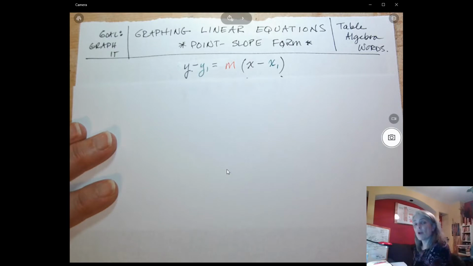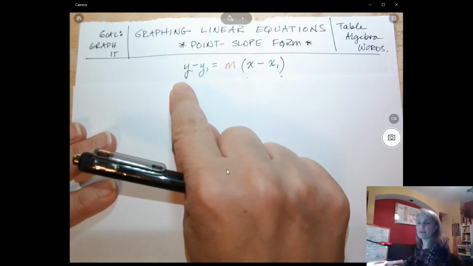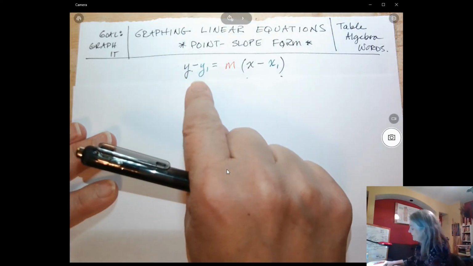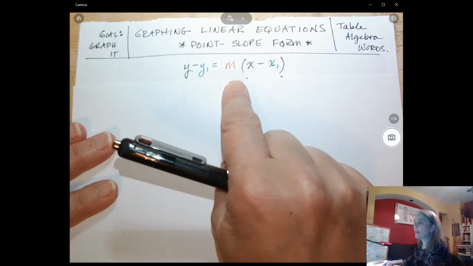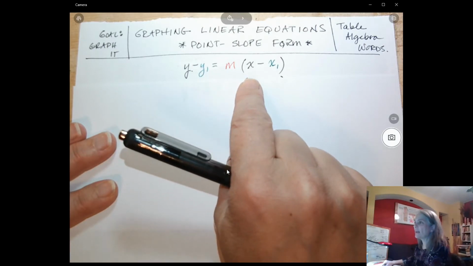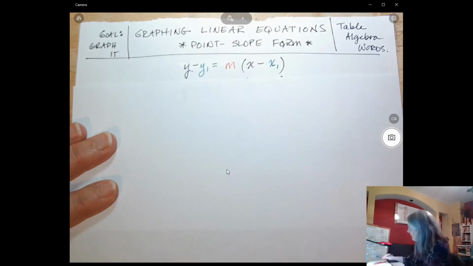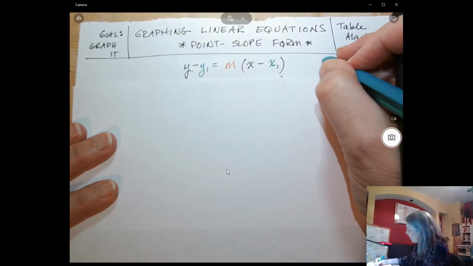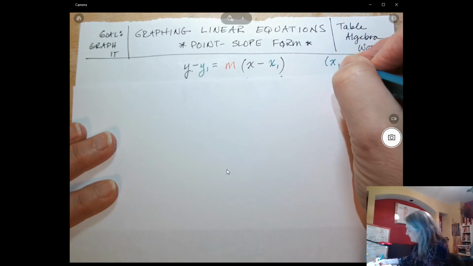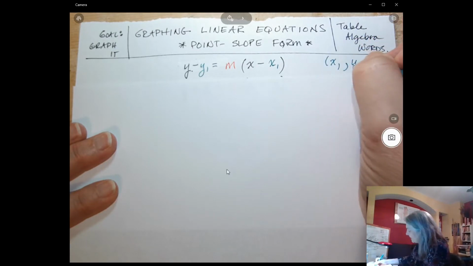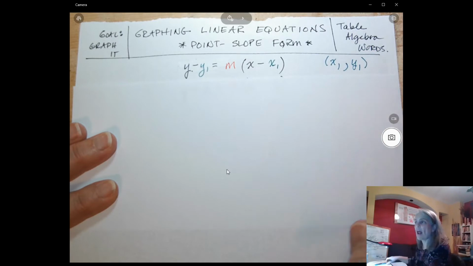We are going to talk about graphing linear equations, but this time we're going to talk about the point slope form of the line. The point slope form of the line looks like this. It's y minus y1 equals m, that's the slope, times x minus x1. And x1 and y1 represent a point. So x1 comma y1 represents a point on the graph.